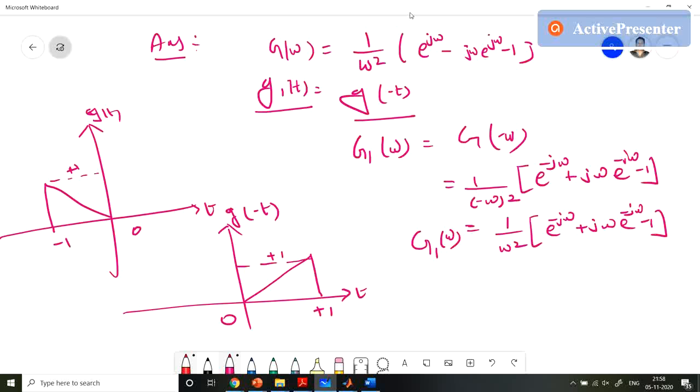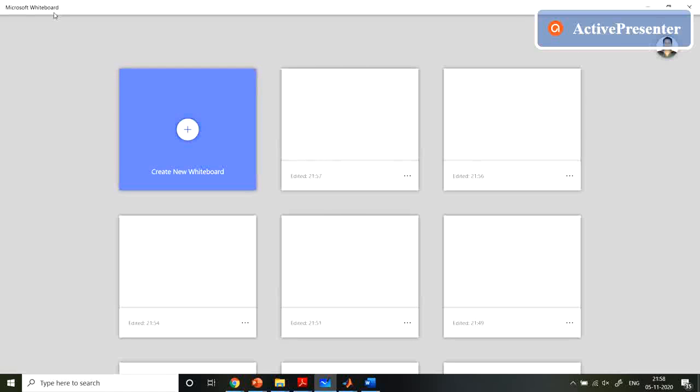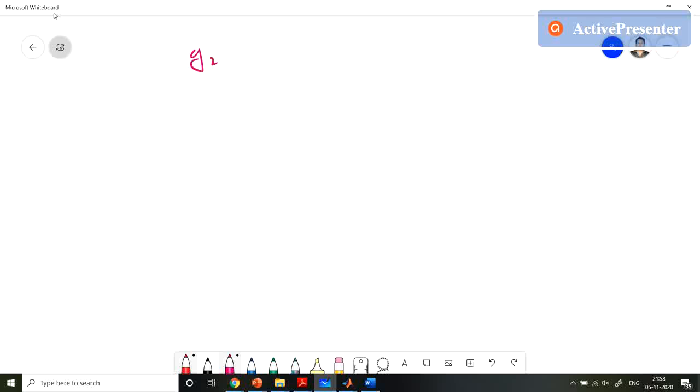Let us find out G2t. What is G2t? The relation between G2t and G1t is that G2t is simply G minus t minus 1. Let us check this relation.